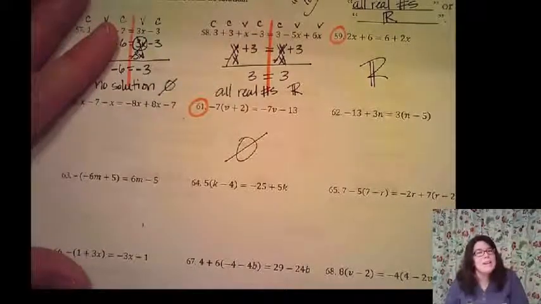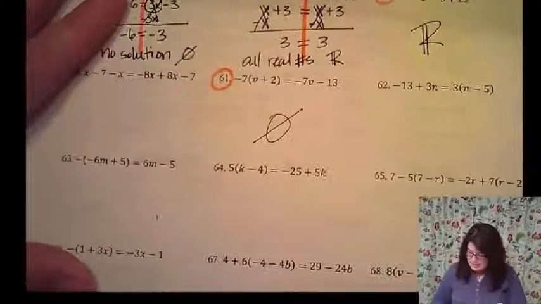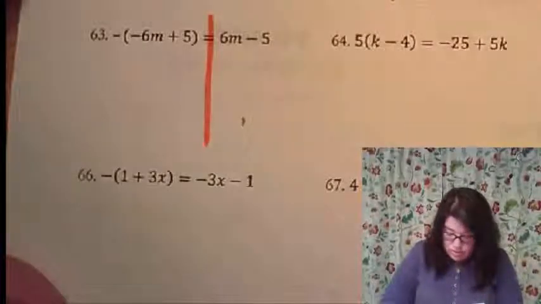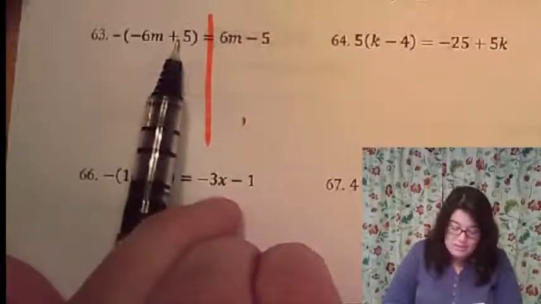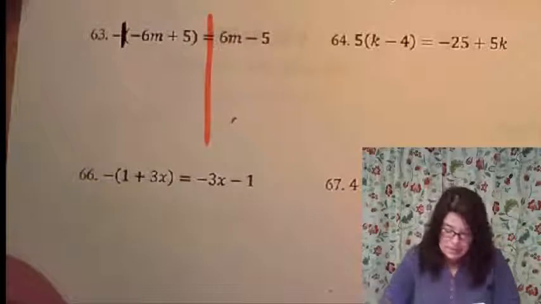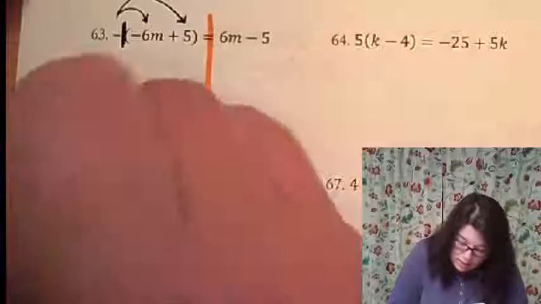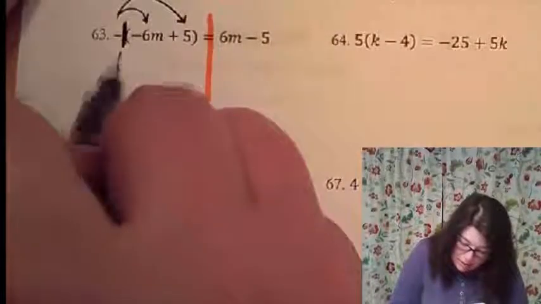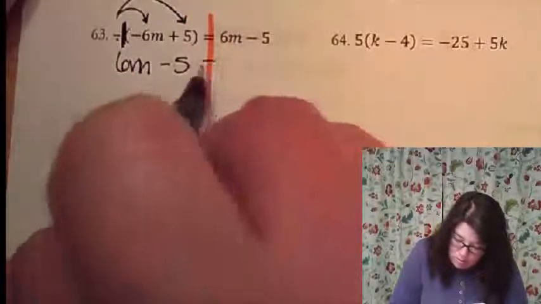Let's do a couple more together so that you can see just some more examples of how this is going to look. Let's take a look at 63. Before I get too crazy, I'm going to draw my fences a line. Check for distribution. I've got parentheses here, and I cannot combine like terms inside the parentheses. So that means I need this number out front to distribute to get rid of my parentheses. So I'm going to take this -1 and I'm going to distribute it into my parentheses. -1 times -6 gives me positive 6m, and -1 times positive 5 gives me -5 equals 6m minus 5.